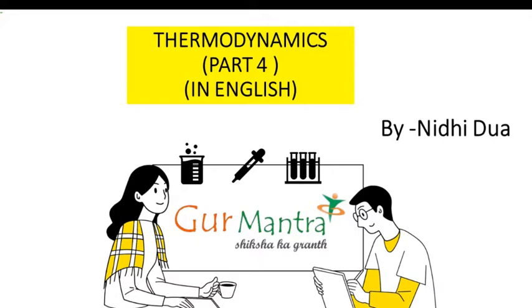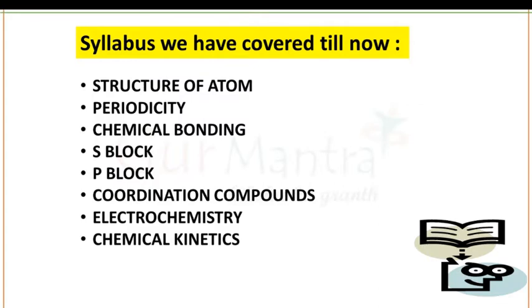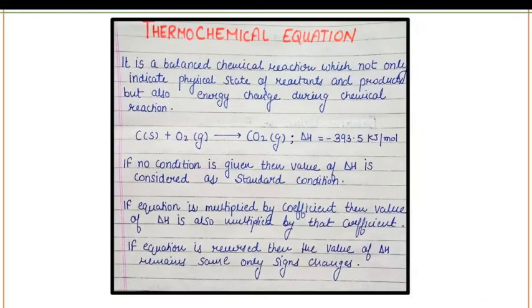So guys, in previous lectures we have started the topic thermodynamics and we have covered a total of 3 parts on the topic thermodynamics, and this is our part 4. Before starting the topic which we are going to study today, I would like to tell you about the syllabus that we have covered till now. We have covered structure of atom, periodicity, chemical bonding, S block, P block, coordination compounds, electrochemistry, chemical kinetics, and in today's lecture we will complete thermodynamics. Okay, so let's start our today's topic.